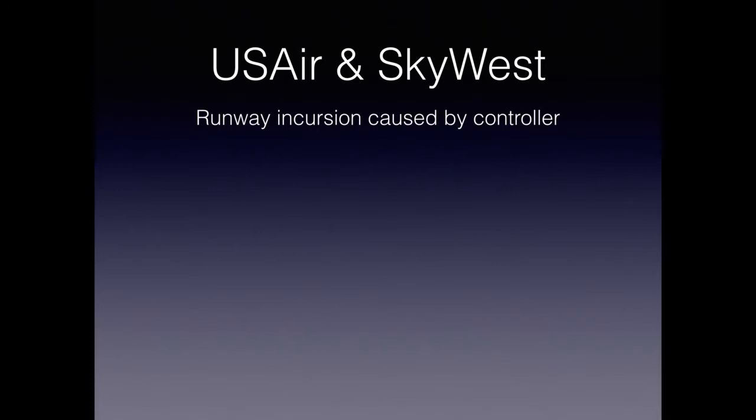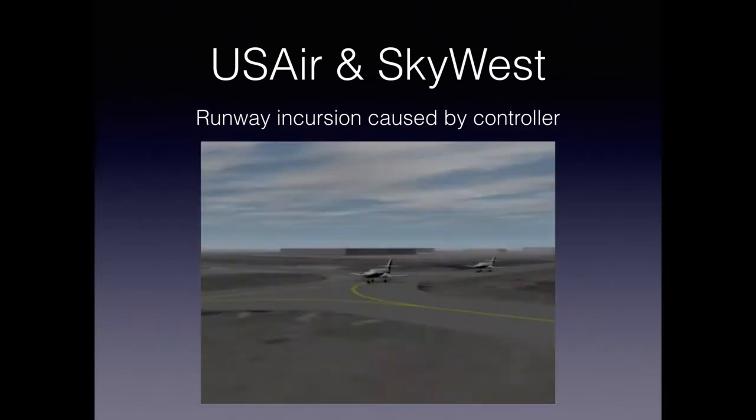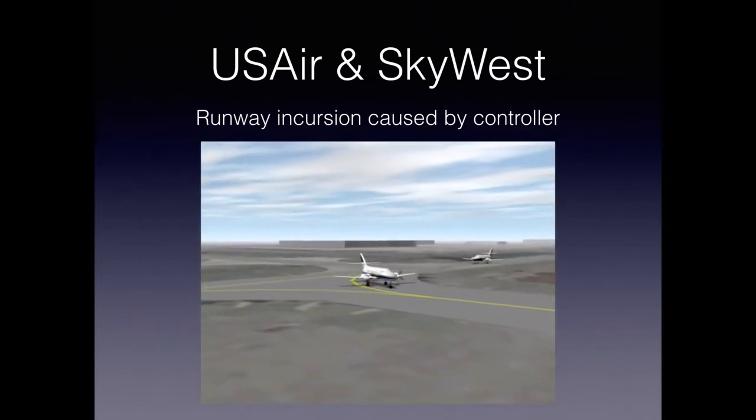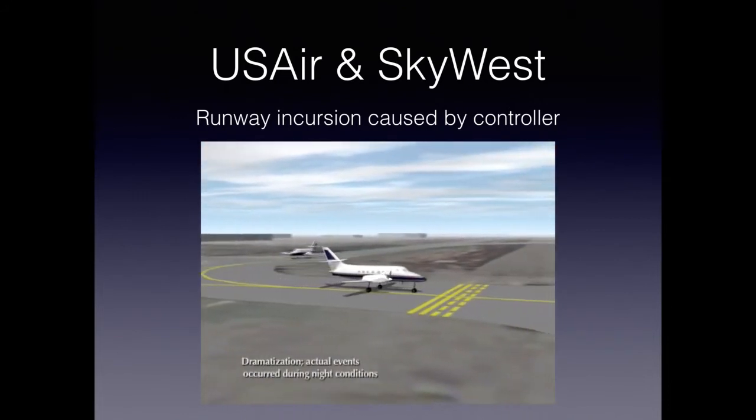What actually happened was the controller cleared SkyWest airplane to line up and wait, and it was nighttime, and the controller was distracted. It was super busy at the airport, and they also cleared the US Air flight to land. Since SkyWest was on the runway at night, they didn't have their lights on, and the airplane didn't see that there was someone else on the runway. Incursions do not always lead to accidents, but they can and have.